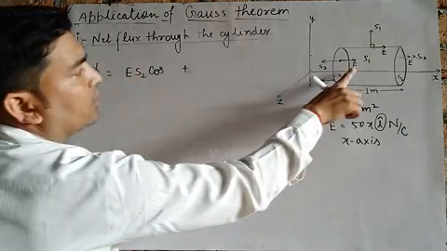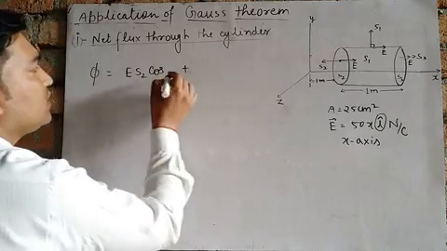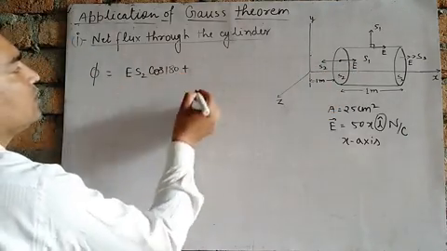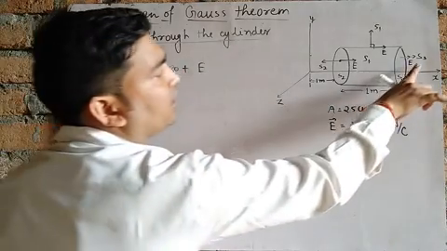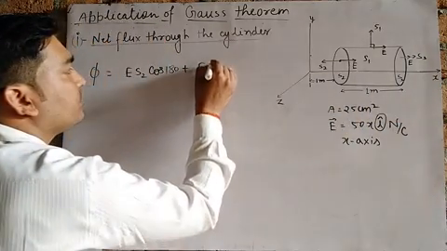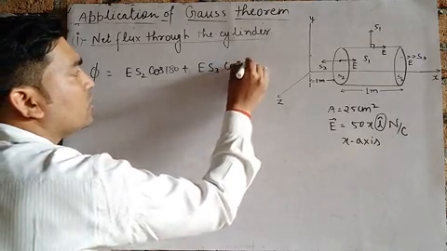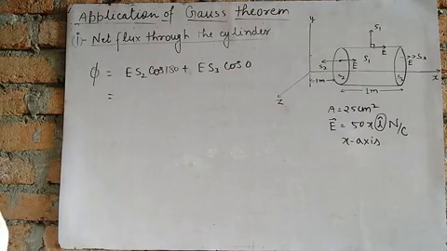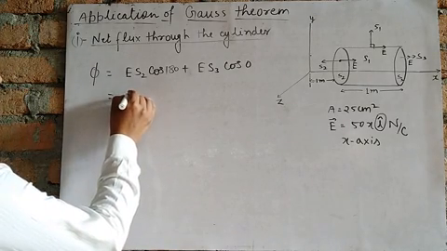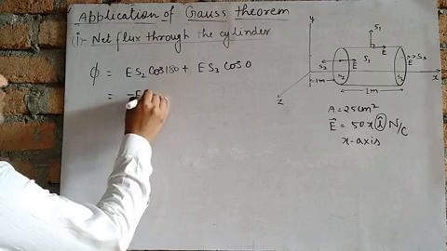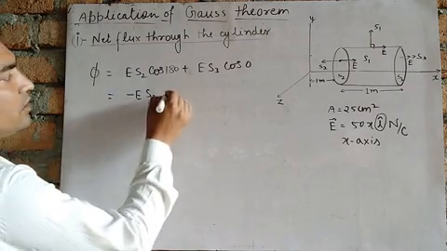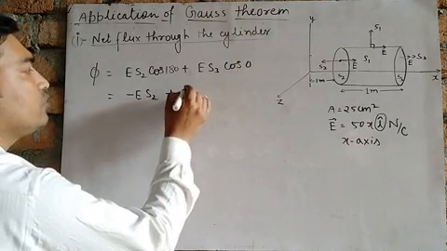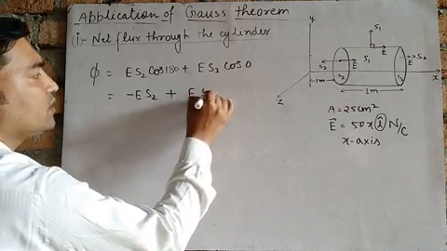S2, E and S2, what is the angle between these two vectors? 180 degrees. It's okay. The angle between E and S3 is 0 degrees, because both are in the same direction. And you know, cos 180 degrees equals minus 1. Then it is E into S2 with minus, plus E dot S3, cos 0 equals 1, then it is E S3.